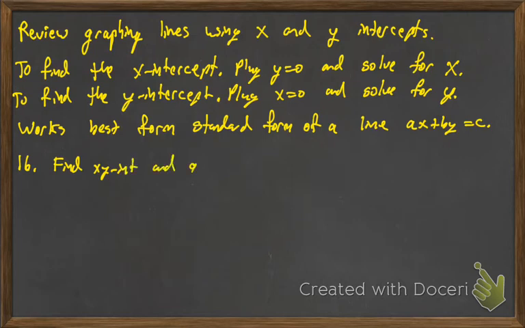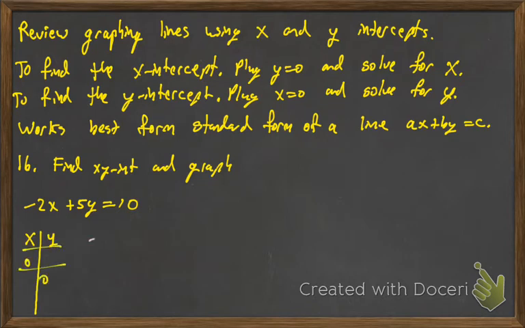Okay, so we're going to find the x, y intercepts, and then we're going to use that to graph minus 2x plus 5y equals 10. We'll do a little t-chart, x, y, 0 for x, 0 for y. We'll plug in 0 in for x, so negative 2 times 0 plus 5y equals 10. So 5y is equal to 10. Divide both sides by 5 and you get y is equal to 2.